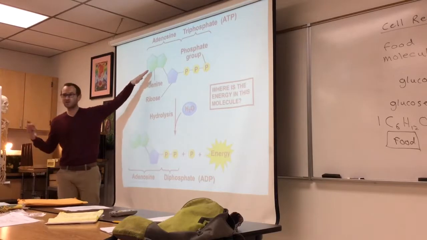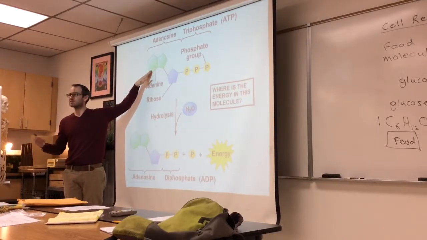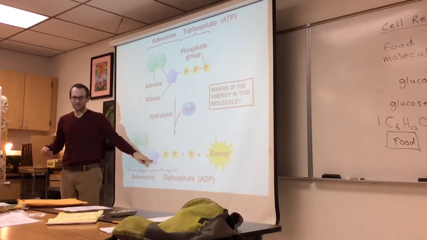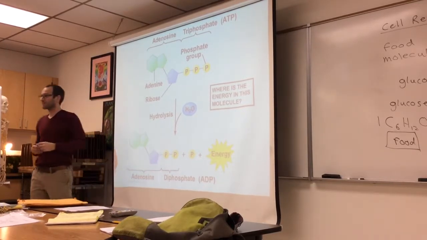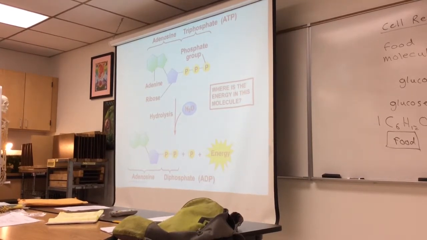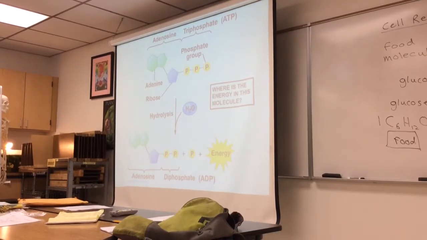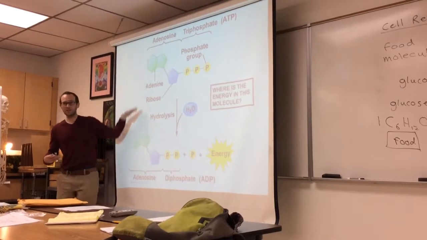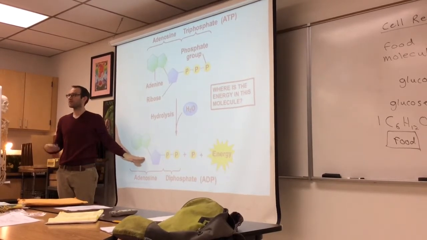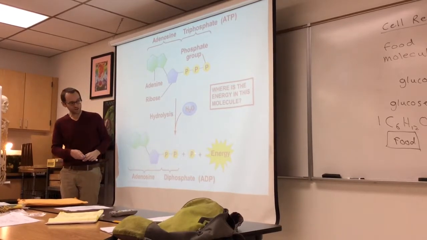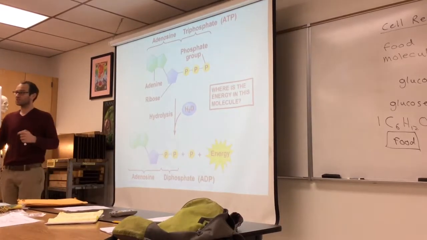So this is one of those great examples of one molecule being used for lots of different purposes. So when we break this molecule down into ADP, or adenosine diphosphate, why is it called diphosphate? Two phosphates, right? 1, 2, instead of 1, 2, 3. Energy is released. So is this an endergonic or exergonic reaction going from ATP to ADP? Exergonic. Energy, very cartoonishly illustrated there, is released in the process.